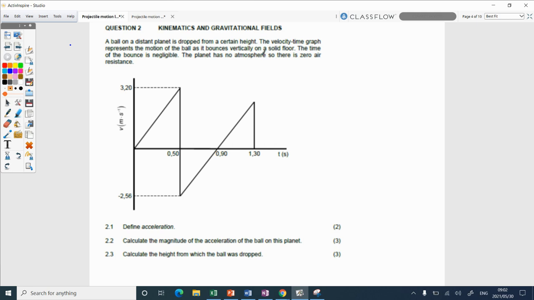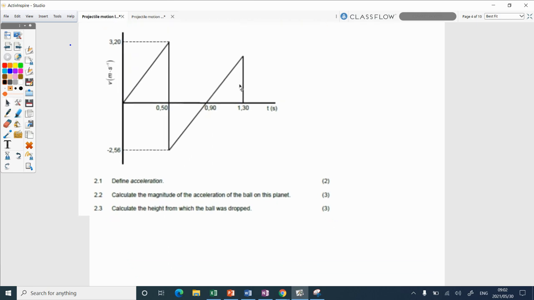Nice. Okay, so define acceleration. Can you see how much they love asking define acceleration? So that's obviously a definition that you need to learn. He's given you those sheets with the definitions on it. Yeah?